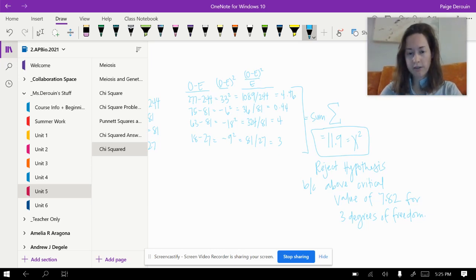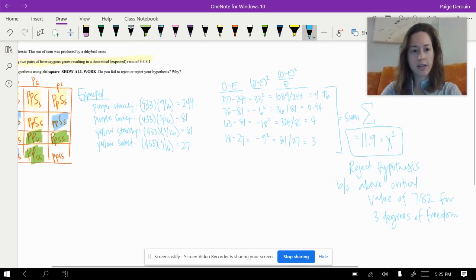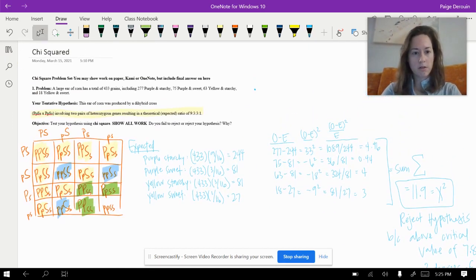So in summary, when you see a problem like this, the first thing you need to do is find your expected values using a Punnett square or using the ratio that you already know. Then you use your total number. It might not give you the total number. You might have to add them all together to get your total to find your actual expected numbers of organisms, whatever it is. They should be regular whole numbers, not fractions. Then you just go through the steps: observed minus expected, square, divide by expected, and then add it all together to get your final chi-square value.